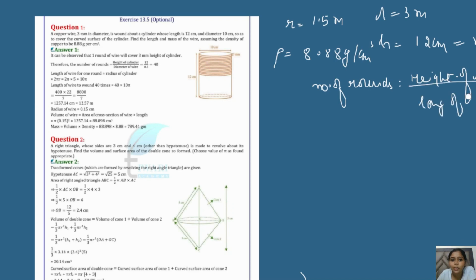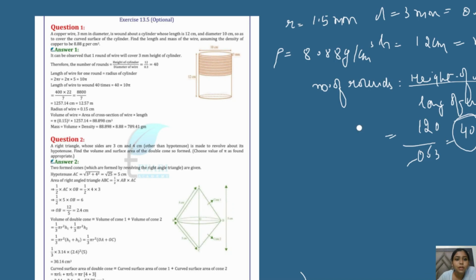So we get 12 centimeters divided by the wire diameter. First of all, just convert the units. This is in millimeters and this is in centimeters. So 3 millimeters is 0.3 centimeters, and we can write it like this, and it will be 40. So there are a total of 40 rounds of the copper wire.